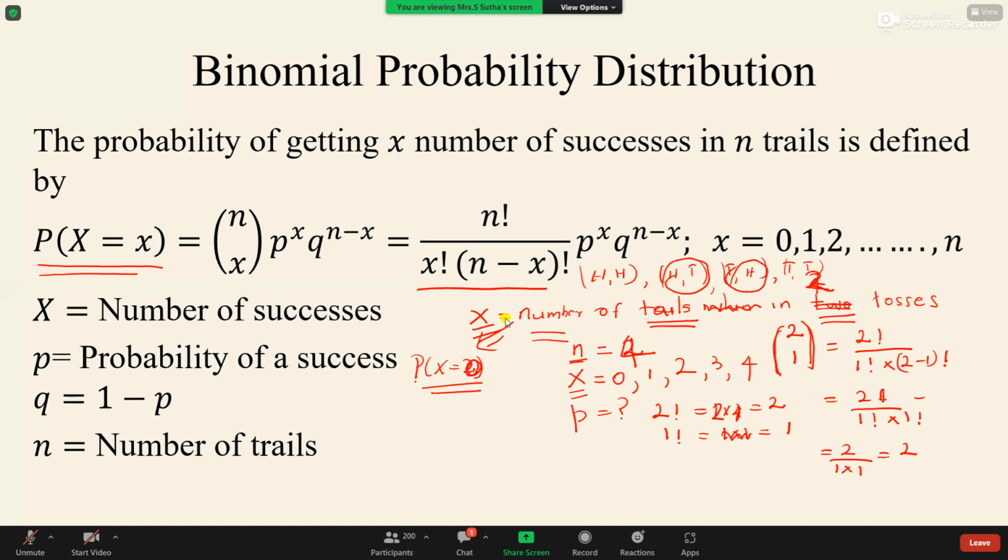In some books, they write it as nCx. In some textbooks, you can find it as n combination x. This indicates out of n trials, how many possibilities there are to get x successes. That is defined by this formula, right? Now I'm going to erase these other things.